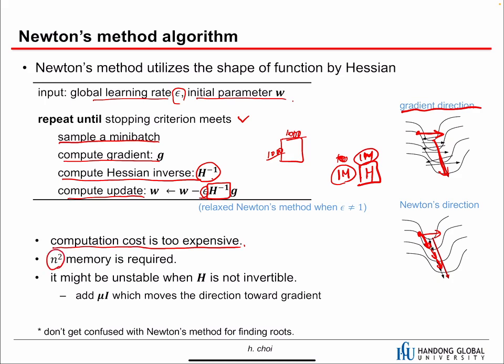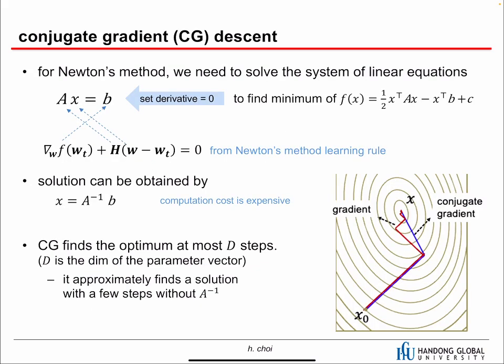And also memory is another issue. And sometimes it might be unstable when H is not invertible. Then we can add mu times I. So Newton's method is really good in terms of direction, but computationally it's intractable. So there's another alternative option here.